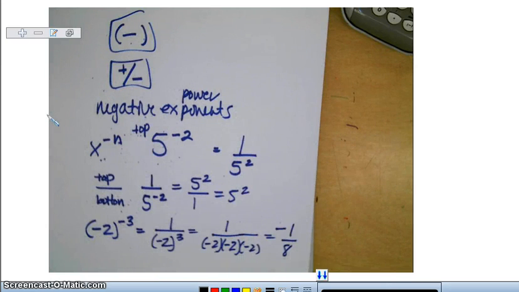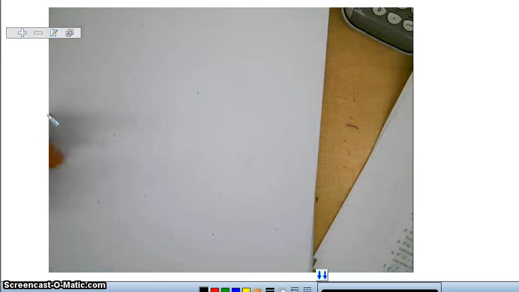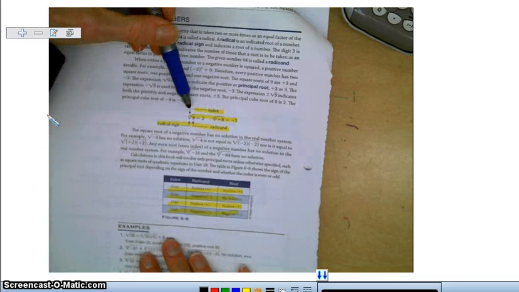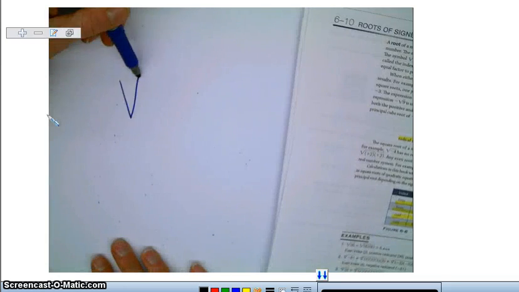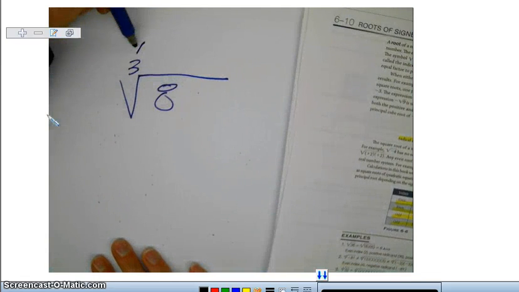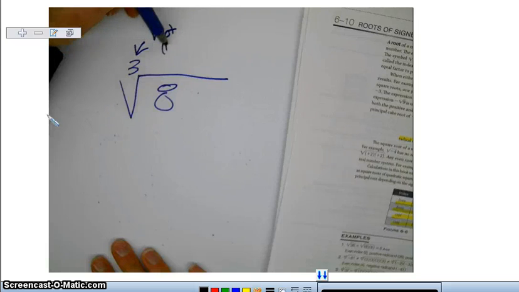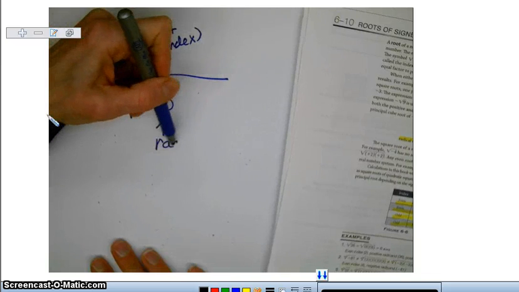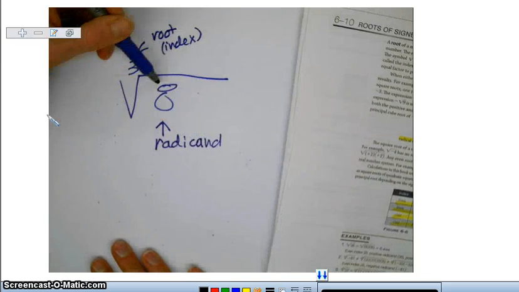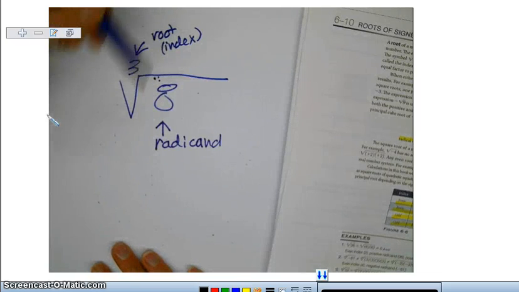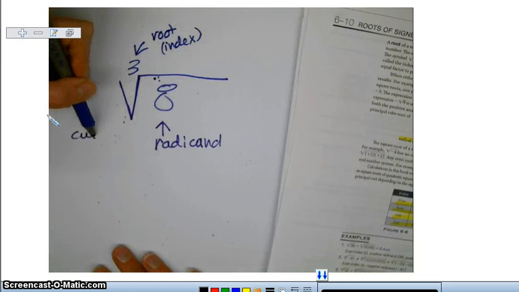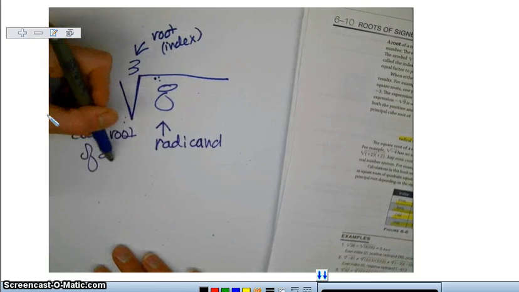All right, now we have roots. Roots of signed numbers. If you've got a root, something like the cube root of 8, this is the root that you're taking, and it's called the index. And this is called the radicand. It's the number you're taking the root of, and this is the radical sign. Whatever number's in this little spot right here, that's the root. So this is the cube root of 8.